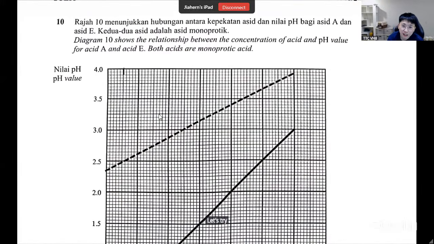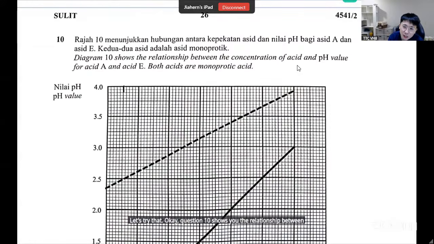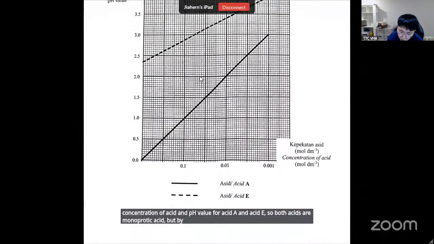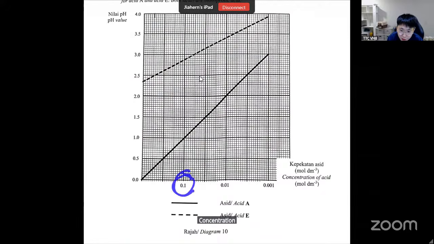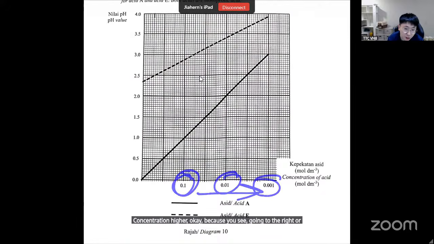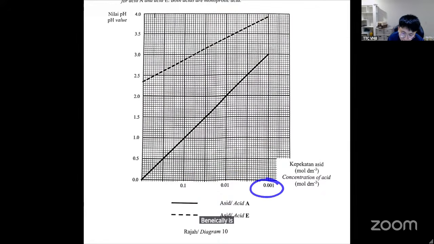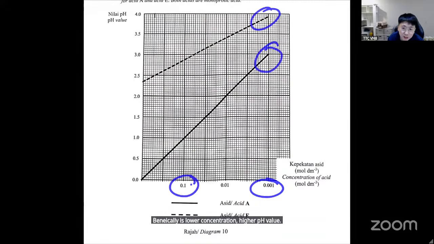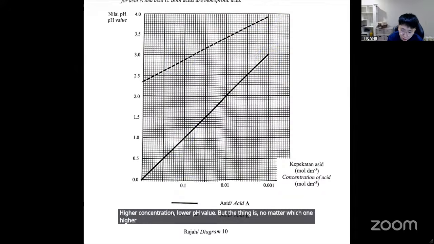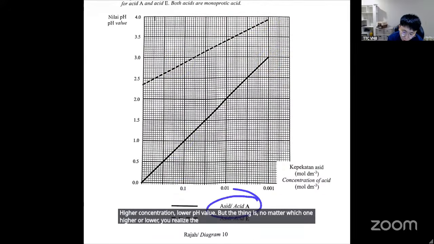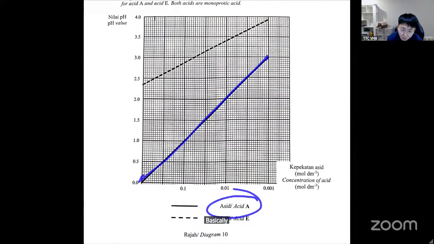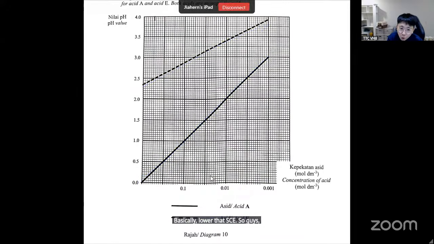Let's try. Okay, question 10 shows you the relationship between the concentration of acid and pH value for acid A and acid E. Both acids are monoprotic, but the idea here is, going to the right, it's getting lesser concentration. So lower concentration, higher pH value. Higher concentration, lower pH value. But no matter which is higher or lower, you realize acid A is always lower than acid E.